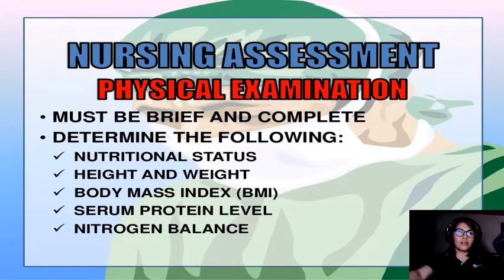And then, it must be brief and complete as well. So, in your physical examination, only the important details must be put into your patient data sheet. And then determine the following. So nutritional status, height and weight, the BMI of your patient, the serum protein level, and the nitrogen balance. And also other blood chemistry of the patient.